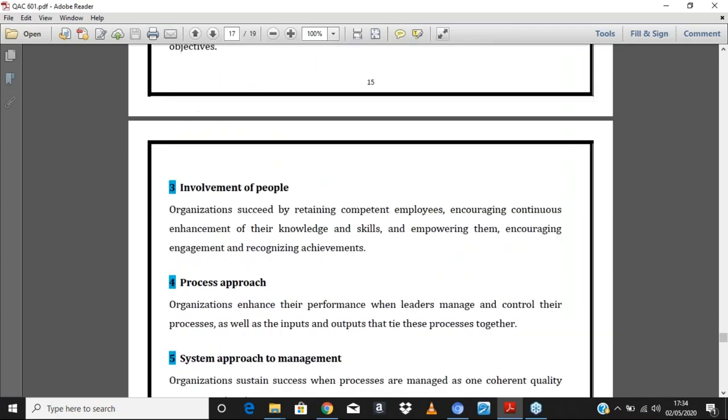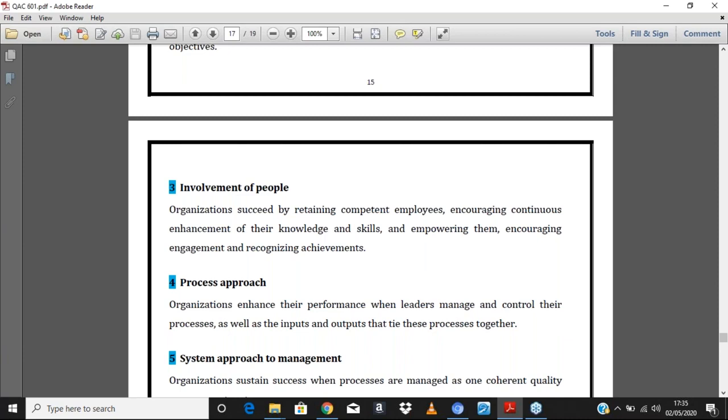Then there has to be people involvement. Management cannot do it alone. Management has to work properly with the staff to see that quality is achieved. So there has to be people involvement. Management cannot achieve quality in isolation. It has to be with the involvement of all the staff within that particular organization. So there has to be proper involvement of people.